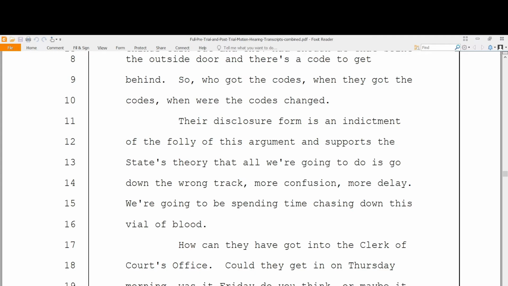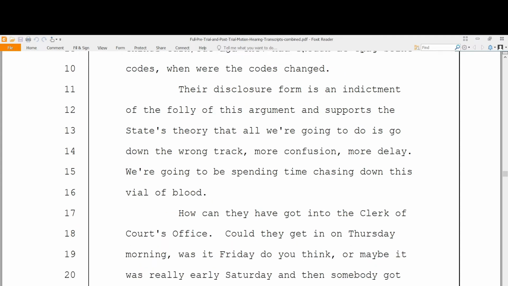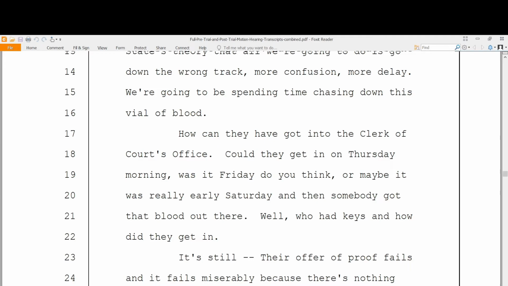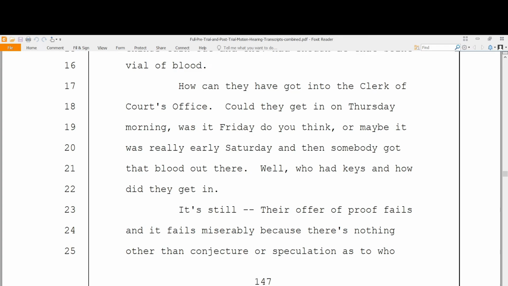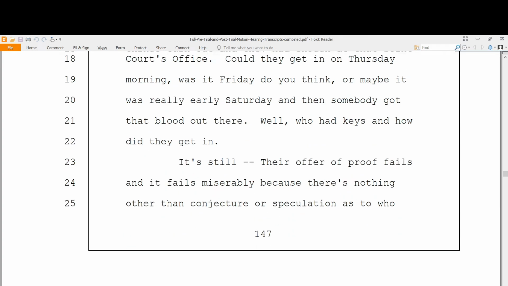Their disclosure form is an indictment of the folly of this argument and supports the state's theory that all we're going to do is go down the wrong track. More confusion, more delay. We're going to be spending time chasing down this vial of blood. How could they have gotten into the clerk of court's office? Could they get in on the Thursday morning? Was it Friday, do you think? Or maybe it was really early Saturday, and then somebody got that blood out of there. Well, who had keys and how did they get in?